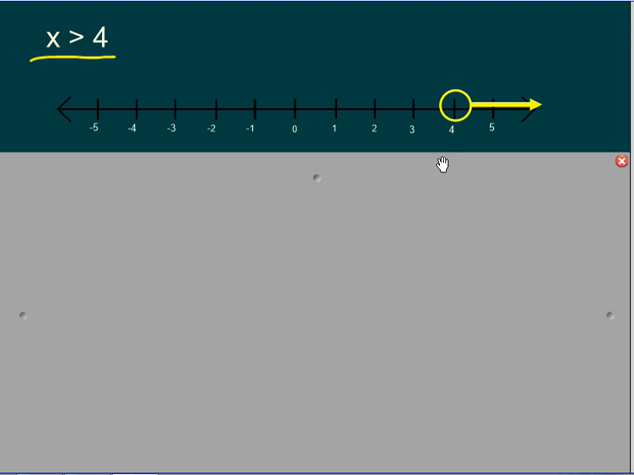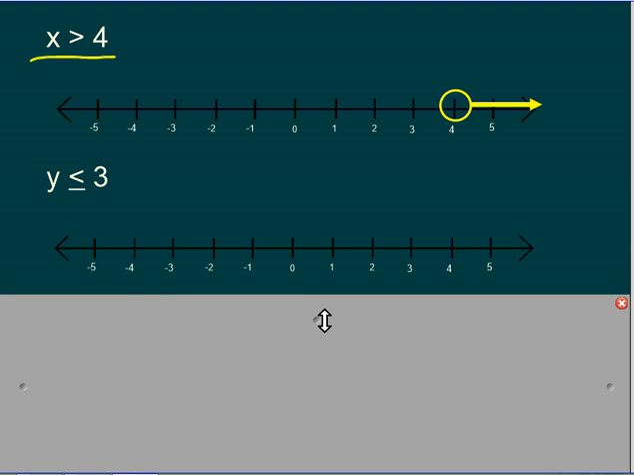What this means is that any number in the direction of this arrow is going to work for this inequality. For example, 5 right here is in this area of the arrow. Is 5 greater than 4? Yeah, it is. So that's what that inequality graphing means. Let's look at another one.